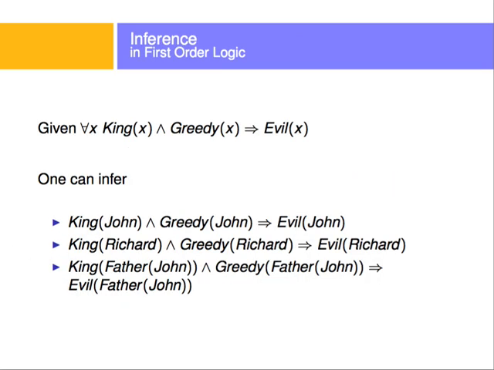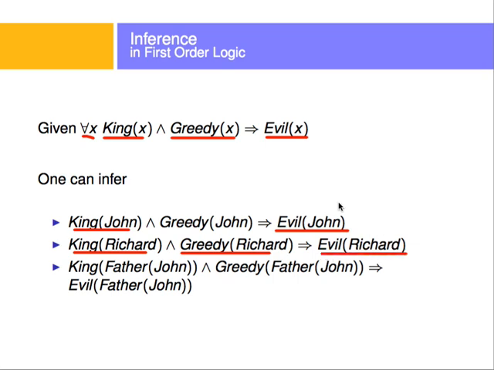So, for example, we have this database, right? If we have a rule that says for all objects x such that x is king and x is greedy, then I'm going to conclude that x is evil. If x is John, I can conclude that if John is king and John is greedy, therefore John is evil. If Richard is king and Richard is greedy, then Richard is evil.